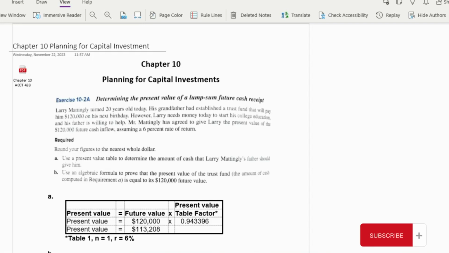I'm here with the discussion of chapter number 10 of managerial accounting, that is planning for capital investments. We will be using different techniques to evaluate different investment opportunities, and most of them are relevant to the time value of money. The chapter discussion we are already done with. Now let's solve some exercises for planning for capital investment.